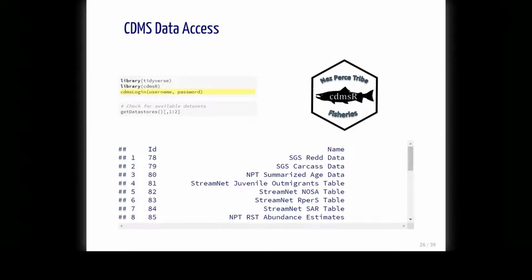So to show how this works, we're going to walk through the different R packages and how they pull and push data around. The first one we're going to do is download our carcass data. So we're going to use the CDMS R package. You can see a little bit of R code on the left, but you don't need to know it to follow the rest of the talk.